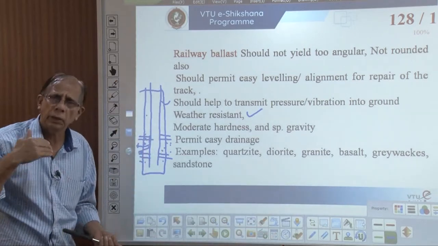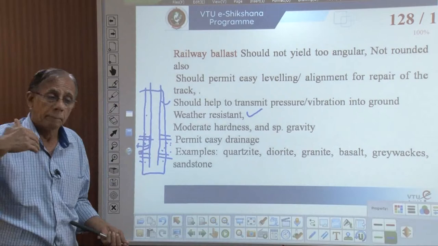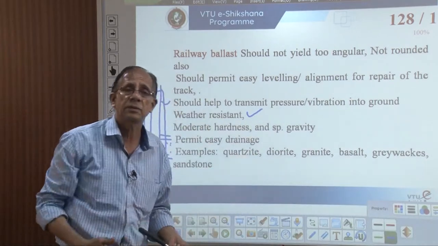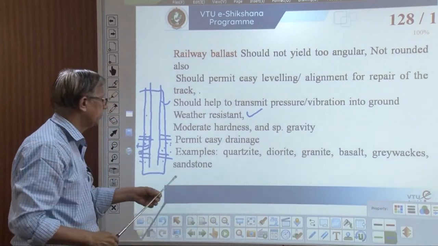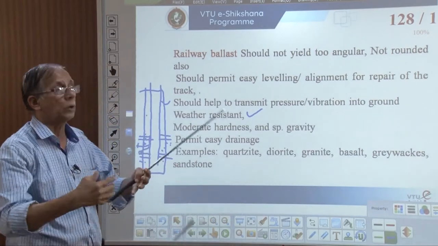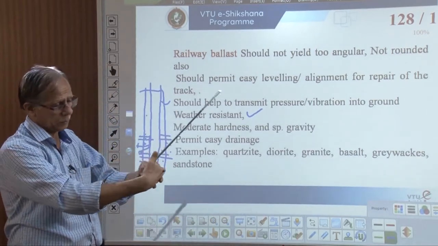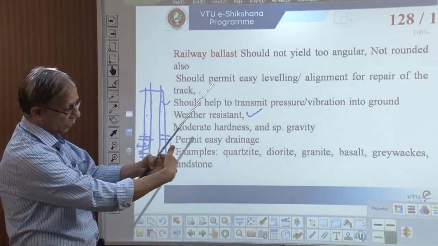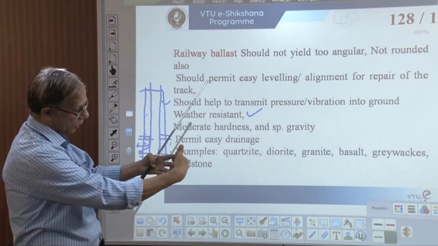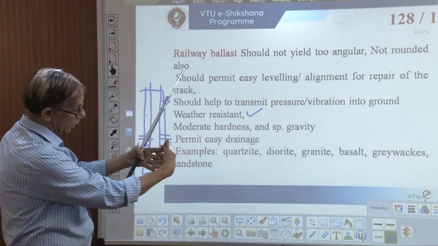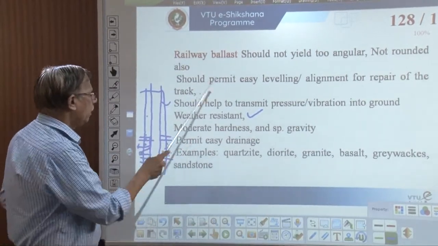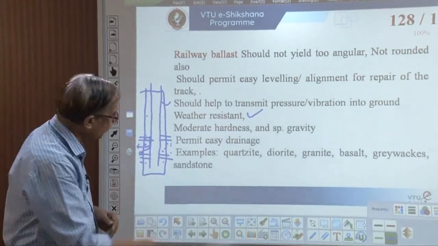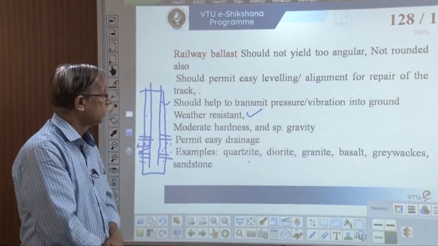So they should be able to help easy escape of water. They should permit good drainage; water should be able to escape. Conglomerate fragments, etc., become bindless, no gap, and water cannot escape. A moderately angular rock has a kind of gap through which water can escape. Considering all this, quartzite is one good rock.